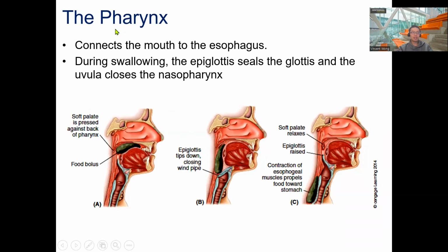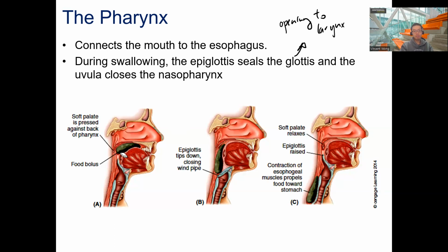The pharynx, a familiar body part that we have talked about previously, connects the mouth to the esophagus, and is of course also the common passageway for air. So during swallowing, the epiglottis will seal the glottis. Remember, the glottis is the opening to the larynx, and you want to seal that off because the larynx leads to the trachea. We don't want food to go down the wrong tube and cause us to choke. And the uvula will close the nasopharynx so that food is not going to go up.